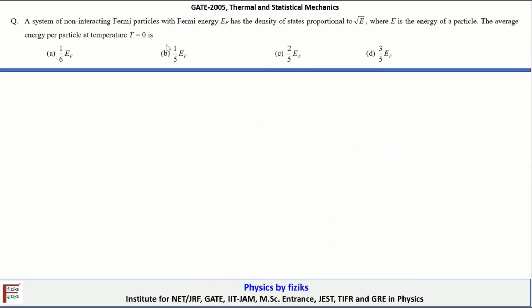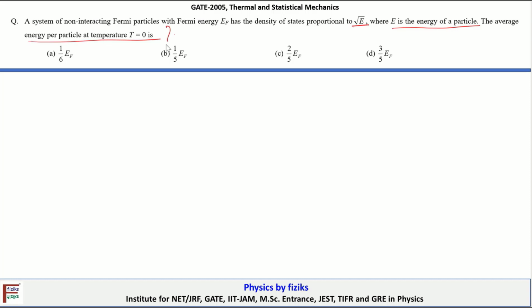Let's take a look at the next problem. It is a system of non-interacting Fermi particles with Fermi energy EF, whose density of states is proportional to under root E, where E is the energy of the particle. The average energy per particle at absolute zero is how much?